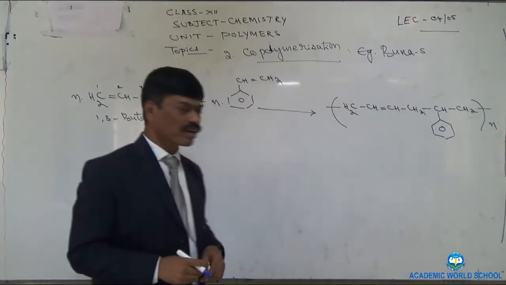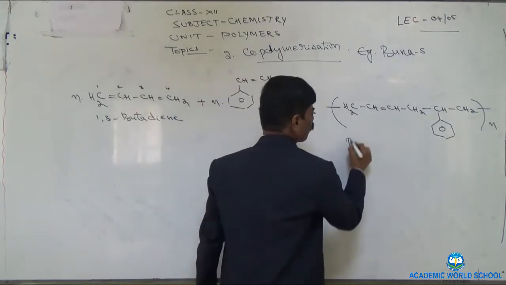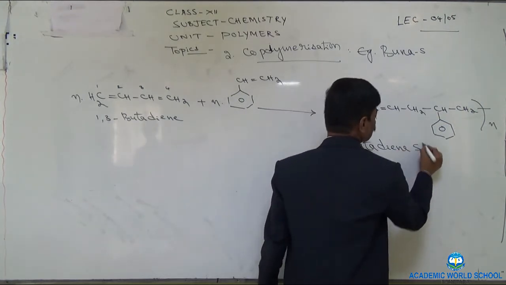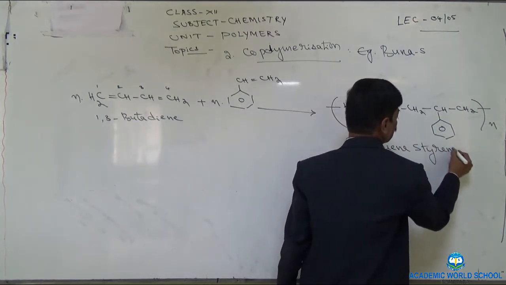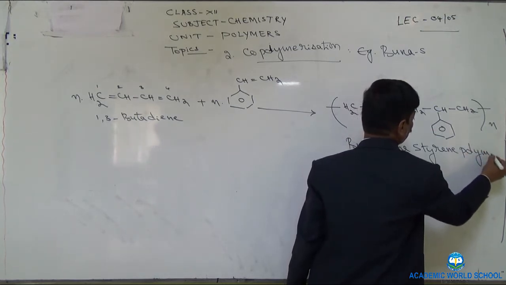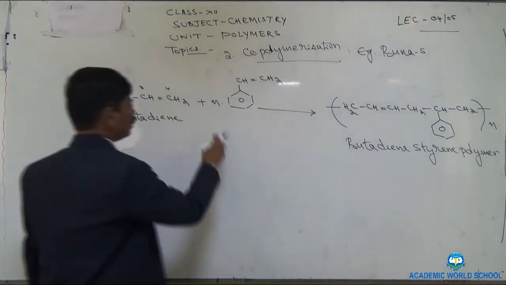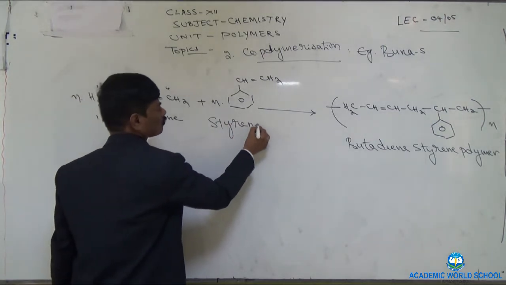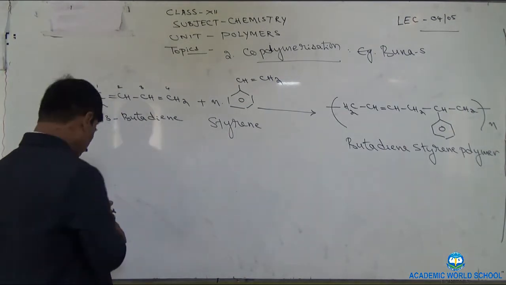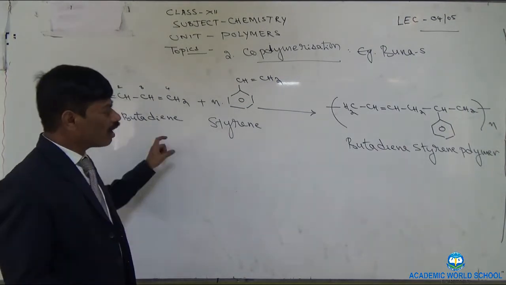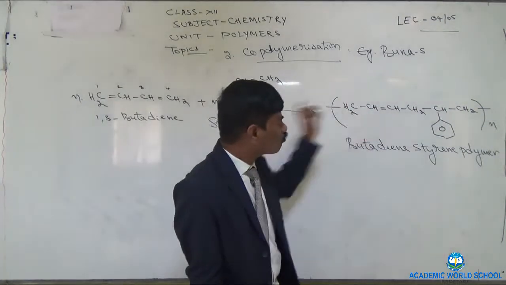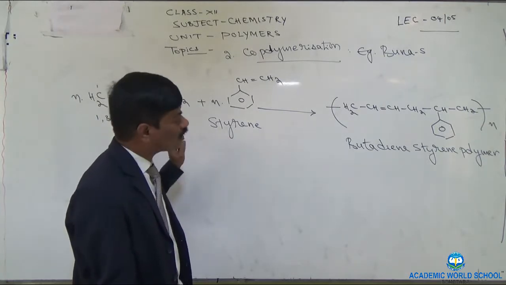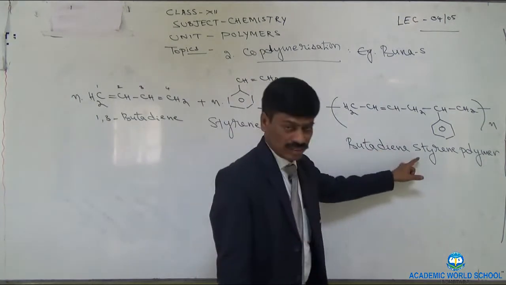This is the polymer. Its name is butadiene styrene polymer, and the second reactant is styrene, right? This butadiene styrene has both the monomers in it, namely butadiene, that is 1,3-butadiene, and then styrene, right?